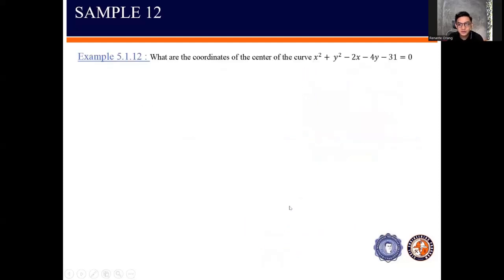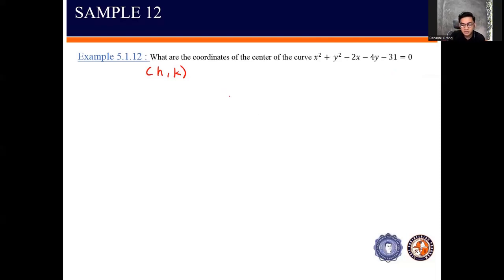Without much further ado, let us proceed with our first example for our circle. What are the coordinates of the center of the curve x squared plus y squared minus 2x minus 4y minus 31? What we need to find, class, is the center, or the h and k values for this circle. To find h and k, we can use the formula from earlier, or we can transform this general equation into a standard equation using completing the square.